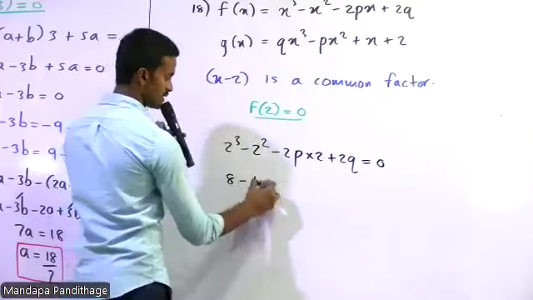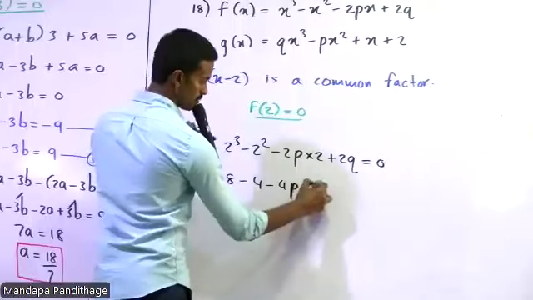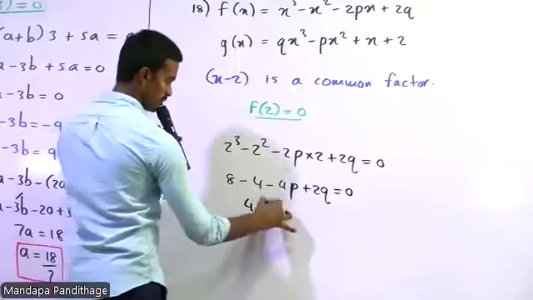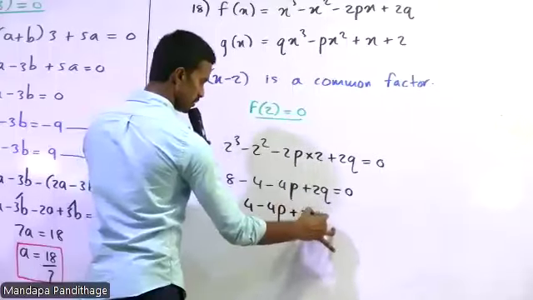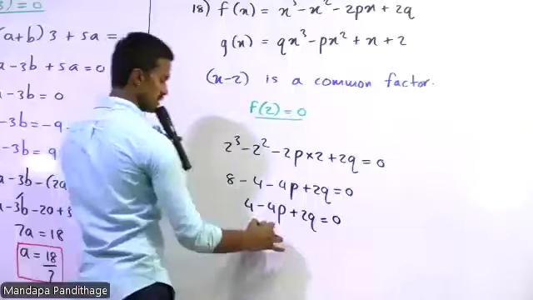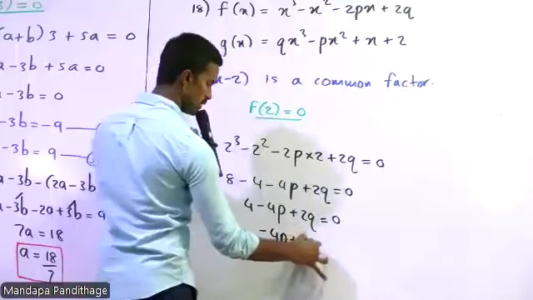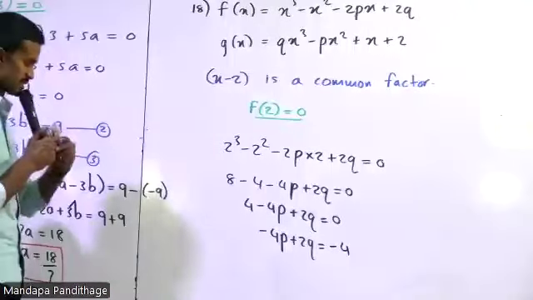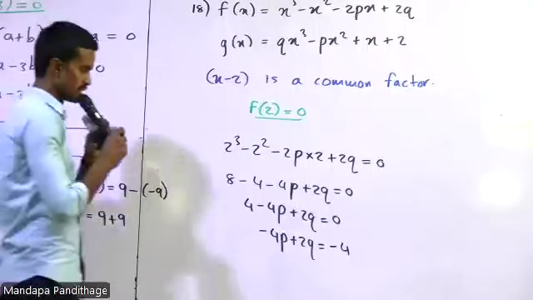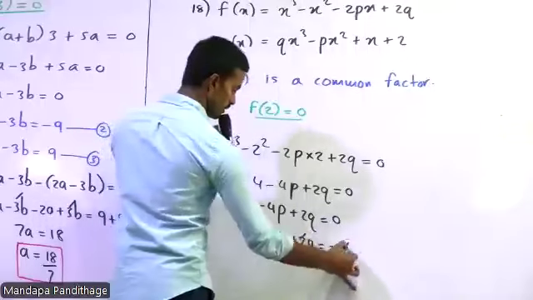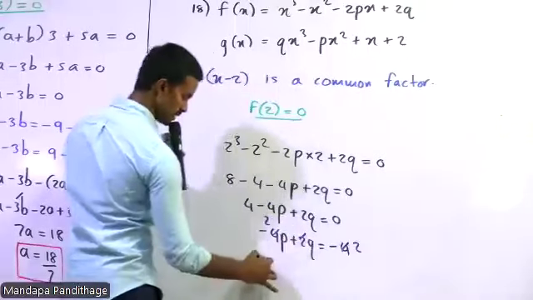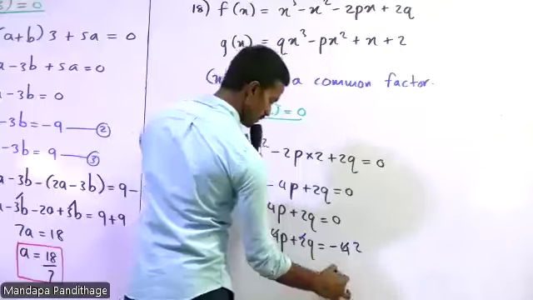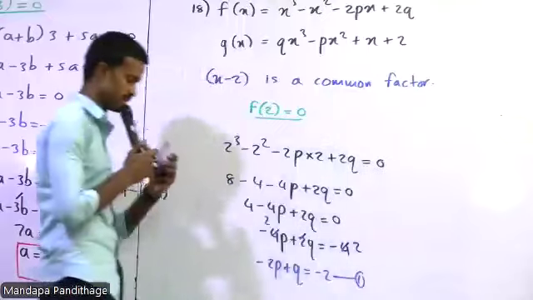It's 8 minus 4 plus 2q is equal to 0. Okay, so here it's 4 minus 4p plus 2q. If you take this 4 to the other side, it's minus 4p plus 2q, which is equal to minus 4. Then you can simplify, cancel off 2. So I get minus 2p plus q is equal to minus 2. Silence, silence.